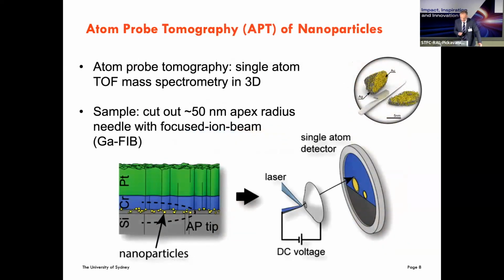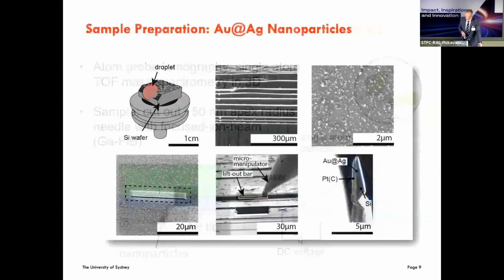What this ATP technique does, it's allowing us to take nanoparticles, put them on a silicon wafer, coat them with metals to stabilize the whole system, and then we take focused ion beams to cut out a needle shape, and at the tip of that needle is one of the particles, which we then irradiate with lasers to evaporate off an atom from time to time. And that atom then can be detected in terms of its atomic number and its position, where it came from. This is the experimental setup, which shows you what it looks like.